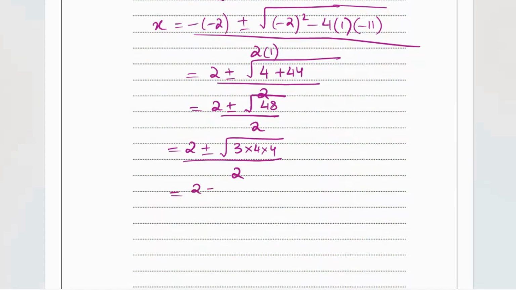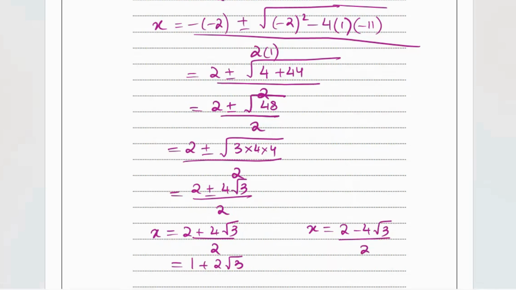So that's going to be 2 plus minus 4 root 3 over 2. So one value of x is 2 plus 4 root 3 over 2, which simplifies to 1 plus 2 root 3. The other is going to be 2 minus 4 root 3 over 2, which is 1 minus 2 root 3. So these are the exact solutions of x.